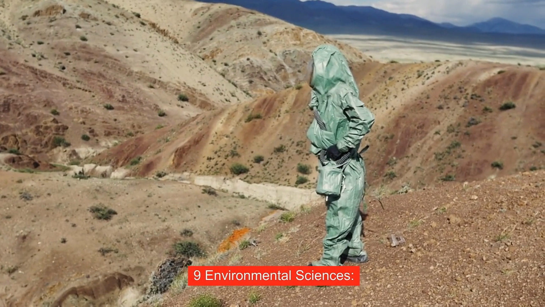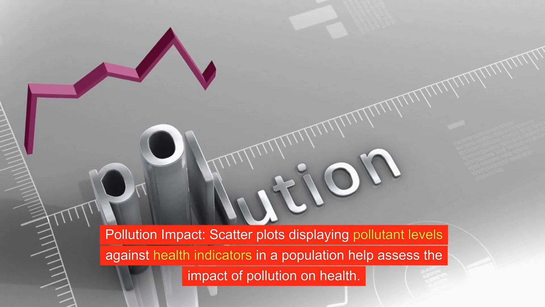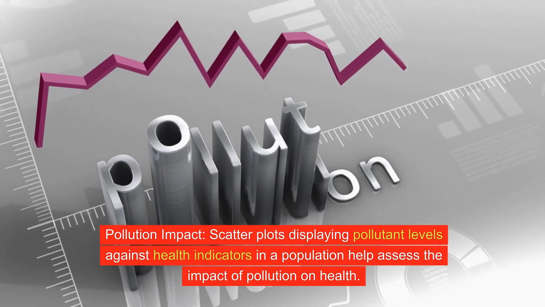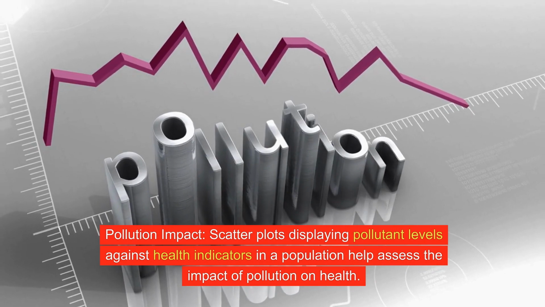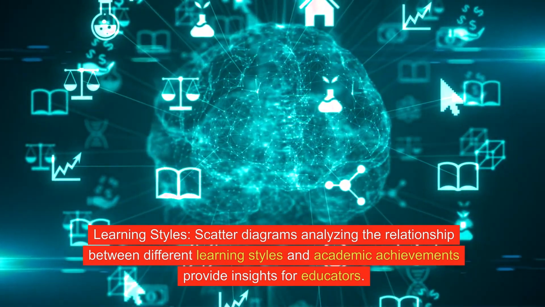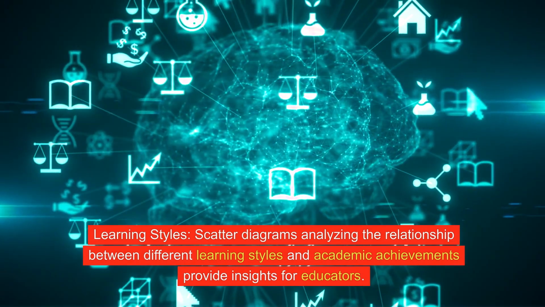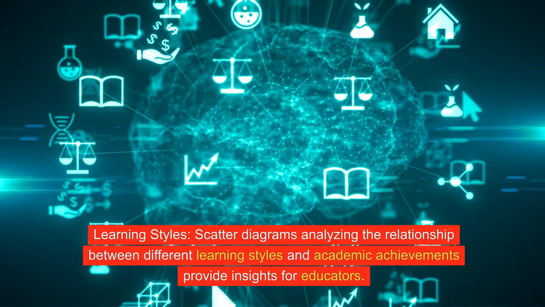9. Environmental sciences. Pollution impact. Scatter plots displaying pollutant levels against health indicators in a population help assess the impact of pollution on health. 10. Education and psychology. Learning styles. Scatter diagrams analyzing the relationship between different learning styles and academic achievements provide insights for educators.